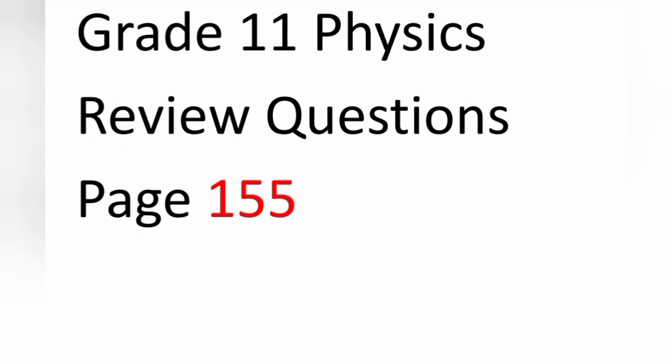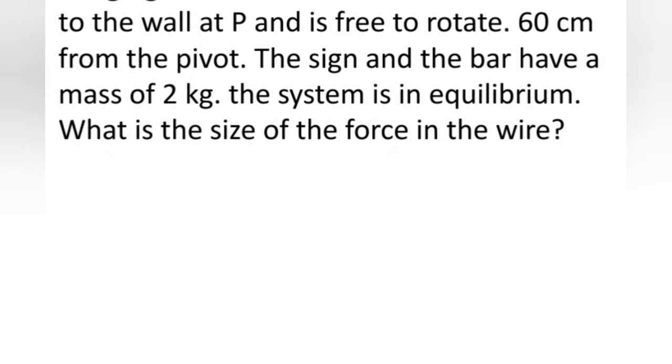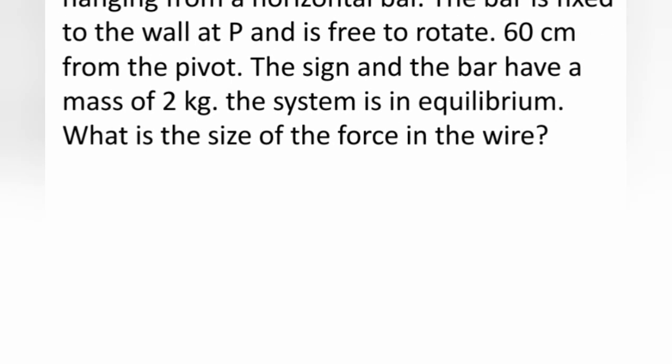The following figure shows a sign hanging from a horizontal bar. The bar is fixed to the wall at P and is free to rotate, 60 cm from the pivot. The sign and the bar have a mass of 2 kg. The system is in equilibrium. What is the size of the force in the wire?